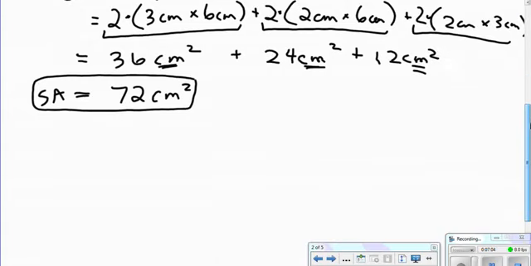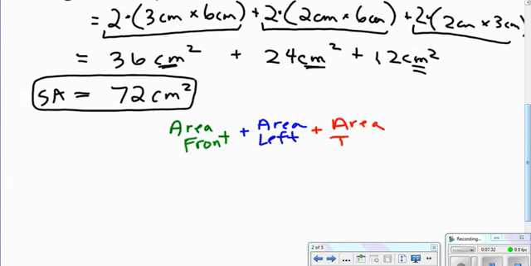The other way we could do it is we could notice that every single shape got doubled. So we could say we're going to find the area of the front, one side, plus the area of the left side, plus the area of the top, and we're going to double that to find the full surface area.